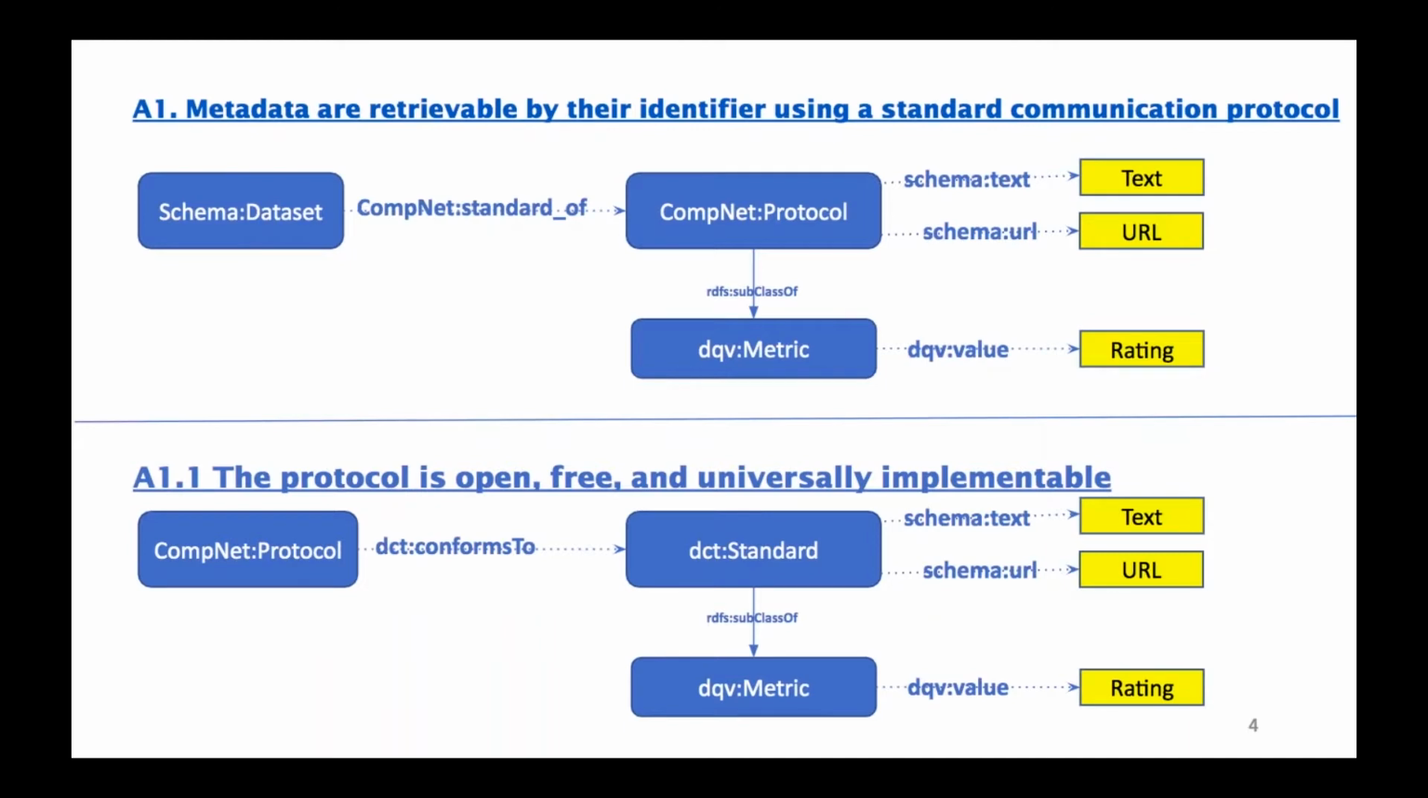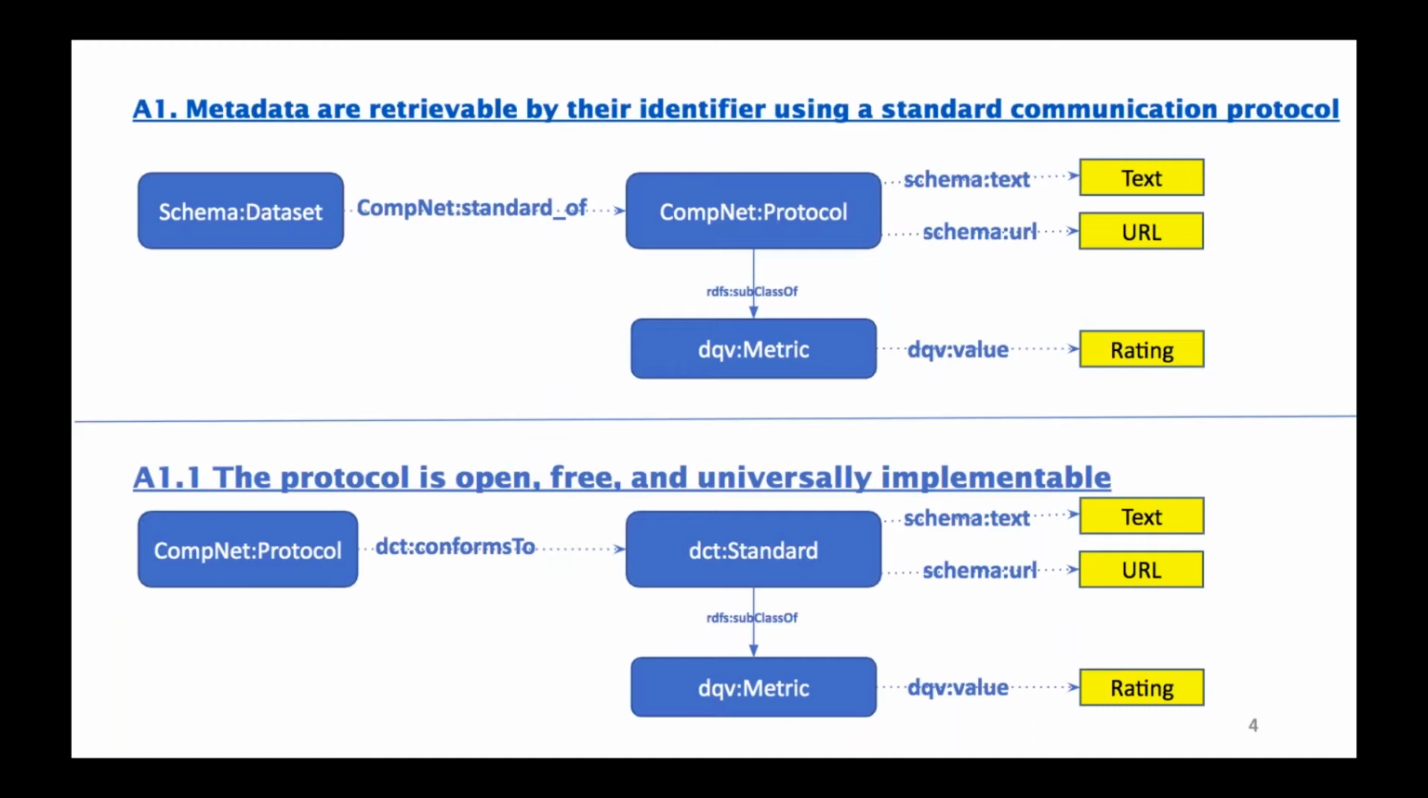Next, we have A1.1: the protocol is open, free, and universally implementable. Linking and using the property of conforms to, linking protocols to standard, and inserting the standard like TCP/IP, since it's open, free, and universally implementable, and giving it a value metrics and rating for that principle.